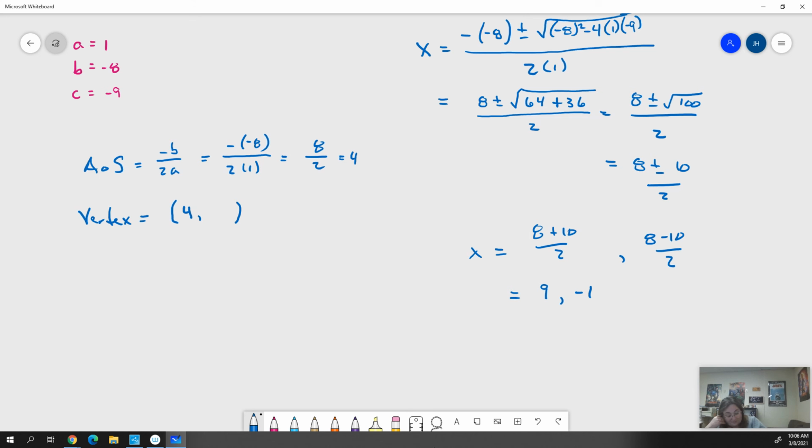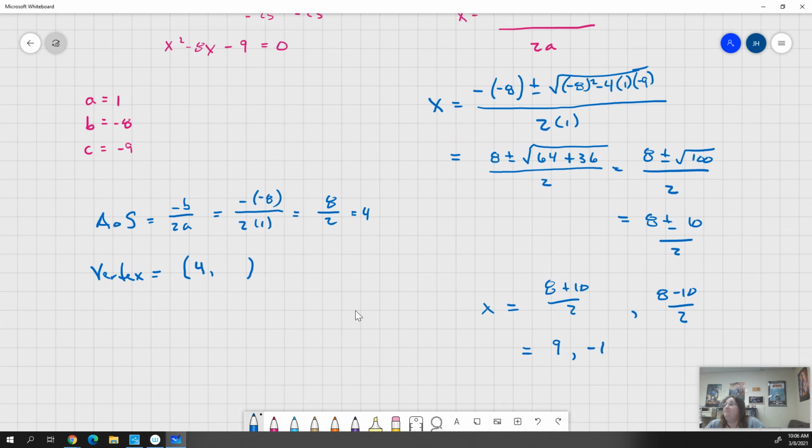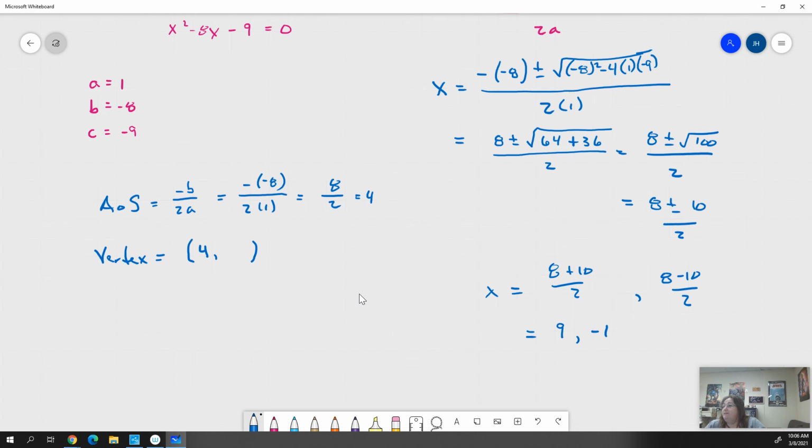How do you suppose I find the y value? Any guesses? $1 million guesses as to how I would find out what the y value of that vertex is. It's a really good thing none of you know, because I don't have $1 million. You guys probably know, and you just weren't answering because you knew I didn't have $1 million. You're trying to help a sister out.